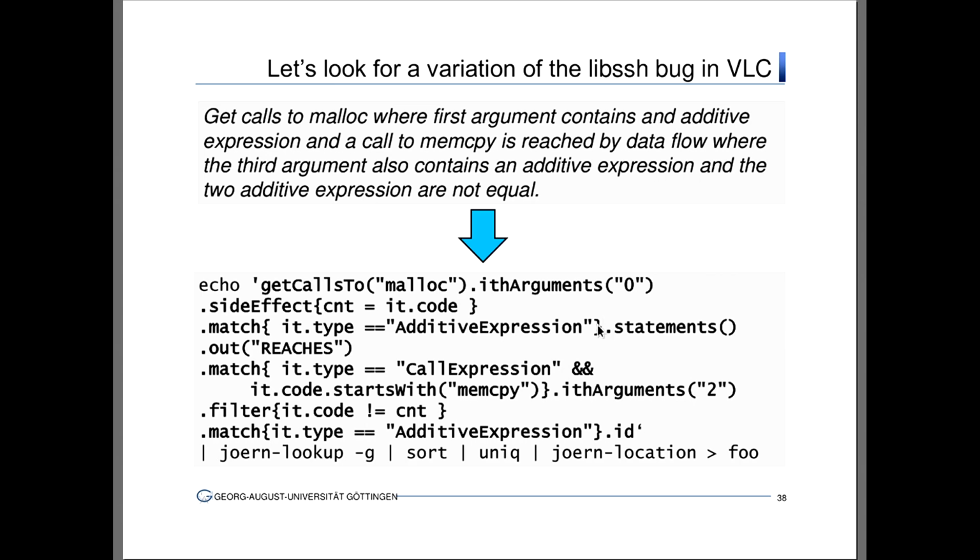Yeah. And then from there, from all those mallocs where there's an additive expression in its first argument, go up to the statement that encloses this. And from there, follow data flow links, right? To calls to memcpy, where the third argument is not equal to this CNT that we just stored up here, right? And there's an additive expression inside. And that's it.